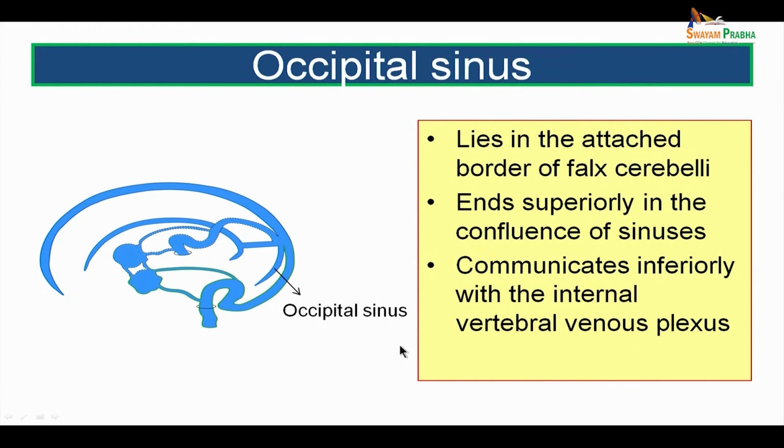We now move on to study the occipital sinus. The occipital sinus lies in the attached posterior border of the falx cerebelli. It ends superiorly in the confluence of sinuses. It communicates inferiorly with the internal vertebral venous plexus. The picture here shows us the midline structure, which is the occipital sinus lying in the posterior attached border of the falx cerebelli.